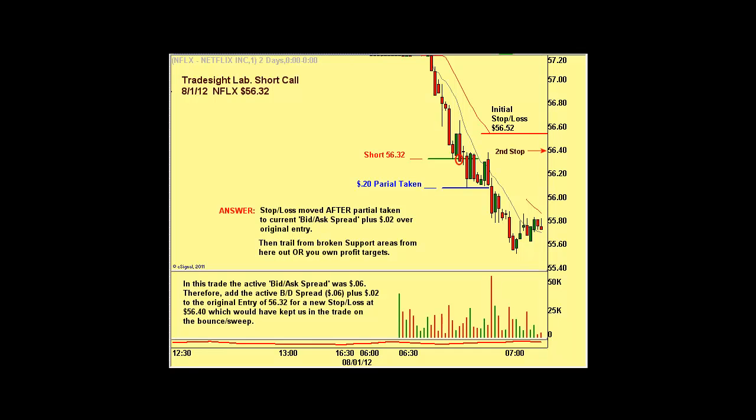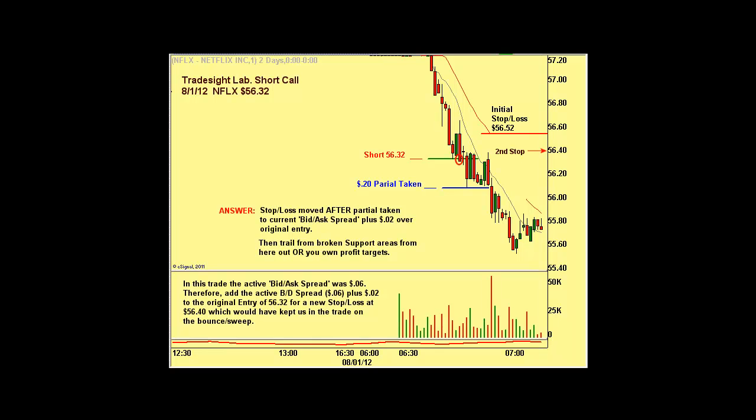Remember, our lab trader got stopped out at his 56.35 stop loss with a nice intraday partial, but was disappointed he missed the bigger move. By using the bid-ask formula guideline, he would have avoided the sweep and held on to the trade for the more profitable move.